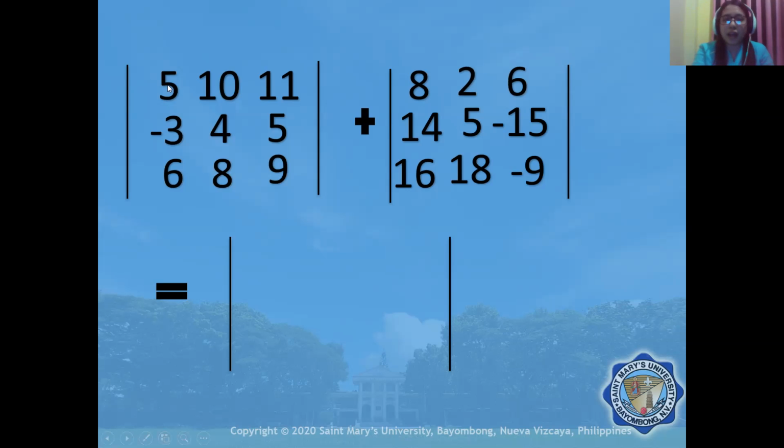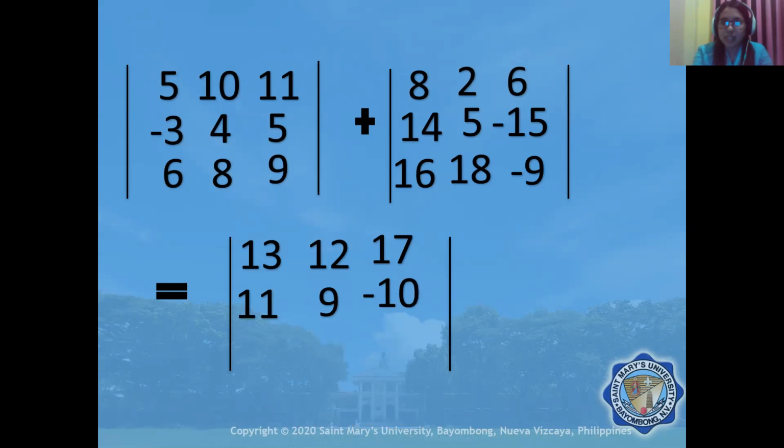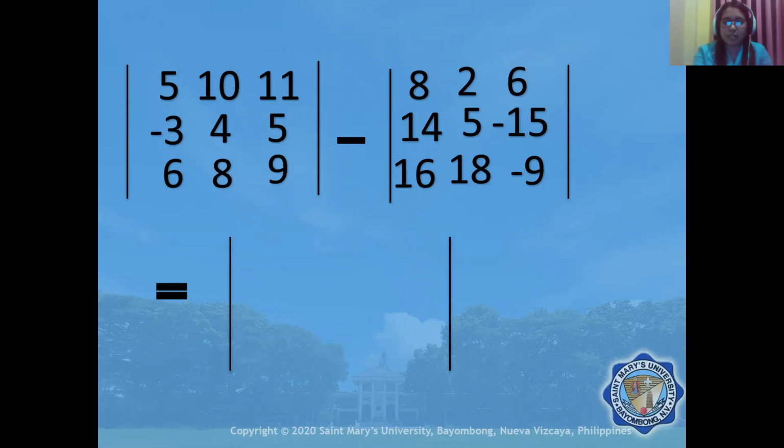So we have here 5 plus 8 is 13, 10 plus 2 is 12, 11 plus 6 is 17, negative 3 plus 14 is 11, 4 plus 5 is 9, 5 plus a negative 15 is negative 10, 6 plus 16 is 22, 8 plus 18 is equal to 26, and 9 plus a negative 9 is equal to 0. So matrix A plus matrix B is equal to this matrix.